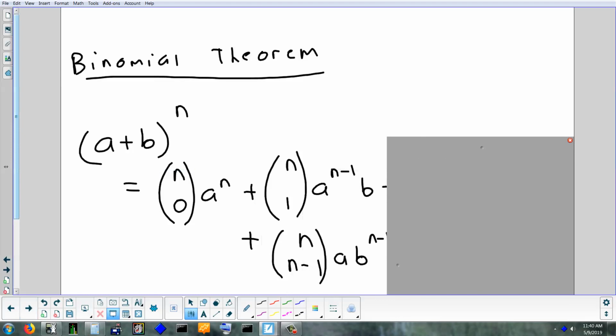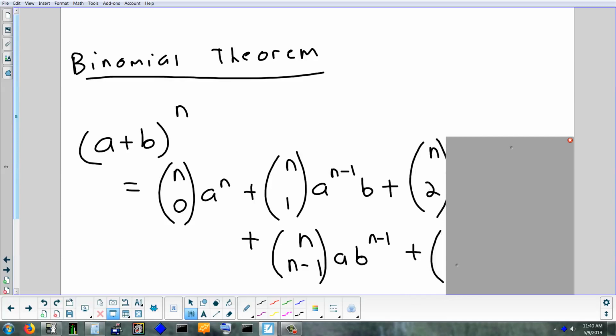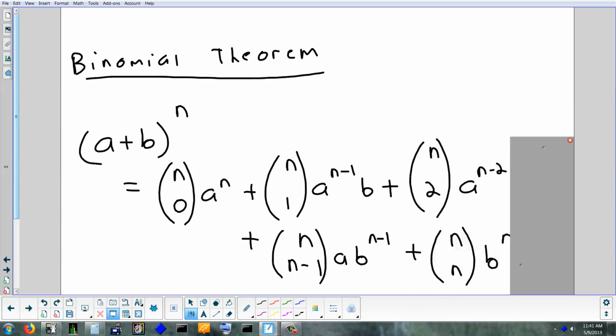All right. Now, how about the next one? Row n, column 2. What's going to be the exponent on the a this time? A to the n minus 2. It's going to go down another one. What's going to be the exponent on the b? Yeah, b squared. It's going up 1. And this pattern keeps going. So the next one would be n choose 3, a to the n minus 3, b to the third.